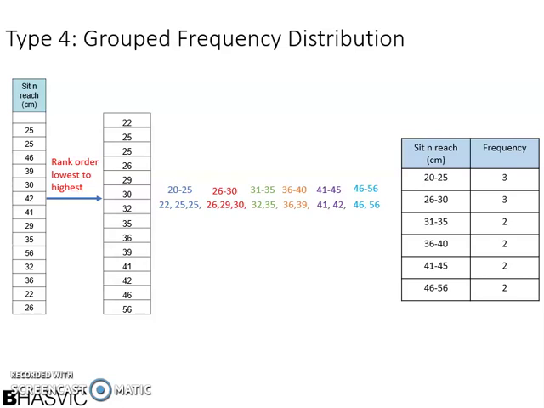In the frequency column of the table, I have simply added the number of the values that lie in each group of scores. So as an example, there were 3 sit and reach scores that lie between 20 to 25 centimeters. To conclude, grouped frequency distribution is a bit more advanced in terms of putting it together, but it can be really helpful when you have a lot of data and you want to display it in a much simpler form.